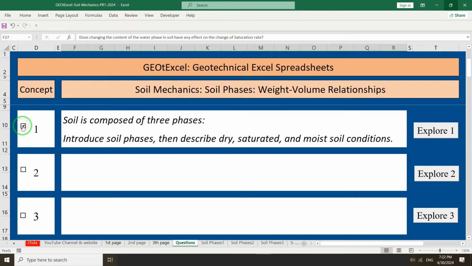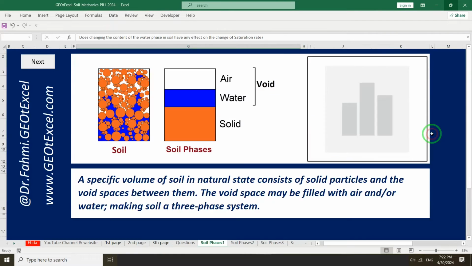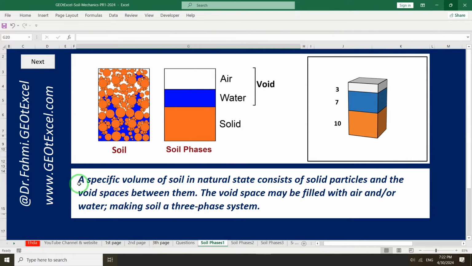Concept 1. Soil is composed of three phases. Introduce soil phases, then describe dry, saturated, and moist soil conditions. Explore 1. A specific volume of soil in natural state consists of solid particles and the void spaces between them.